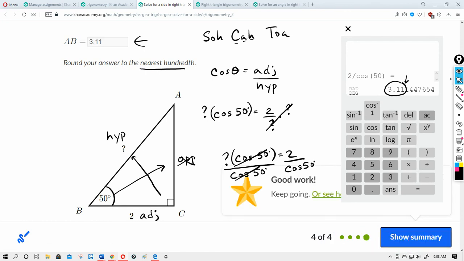Okay, so that's basically it. Just remember, like I said, to use SOHCAHTOA, look for the angle that they give you, and just use the calculator on Khan Academy. If you click on Show Calculator, this will pop up, and you can do the same thing I did.